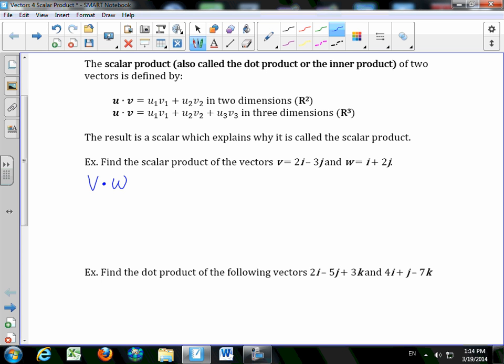To calculate the dot product or the scalar product of these two vectors, you take the first numbers, so it's going to be 2 times 1, plus then the second numbers, negative 3 times 2. And again, notice how I'm using brackets there rather than the little dot for multiplication, because you want to be careful you don't mix it up. So 2 times 1 is 2, negative 3 times 2 is negative 6. So the dot product or the scalar product here is going to be negative 4.